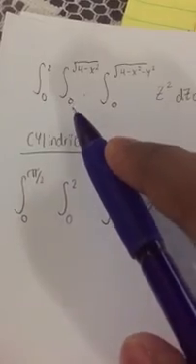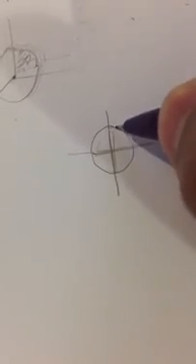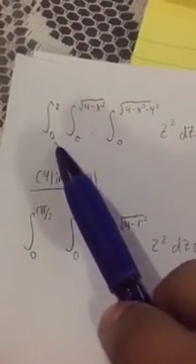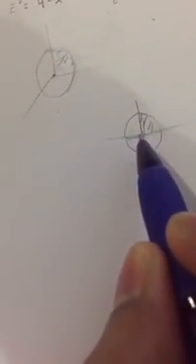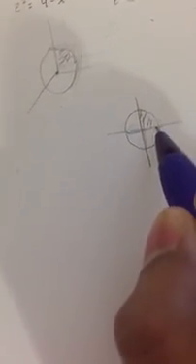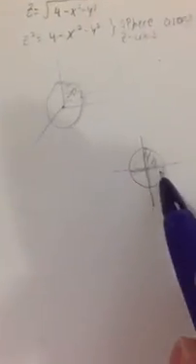Now we have to look back at the bounds. It says our y is from 0 to 4 minus x squared, which is this, so we're just looking at this area. And now our x bound is from 0 to 2, which is that also. Yeah, 0 to 2, which would be that.